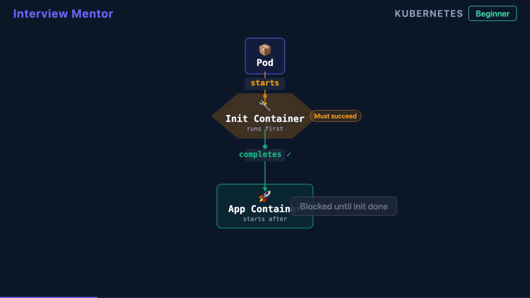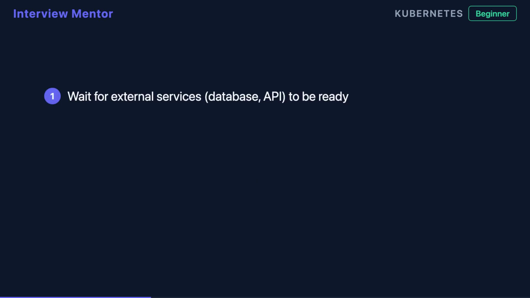Think of them as pre-flight checks. They execute completely, finish their task, and only then does Kubernetes allow your main app containers to begin. If an init container fails, the entire pod won't start. So when would you use them?